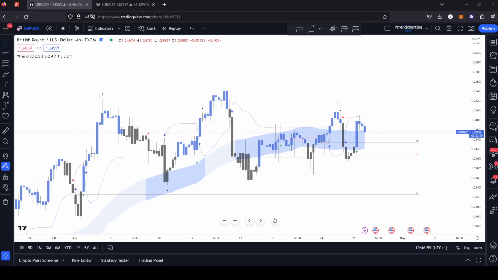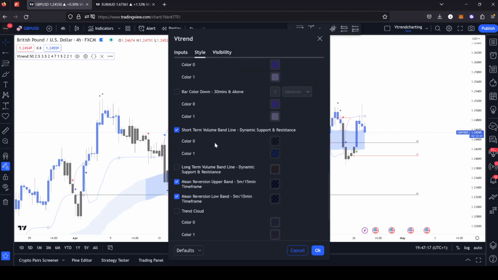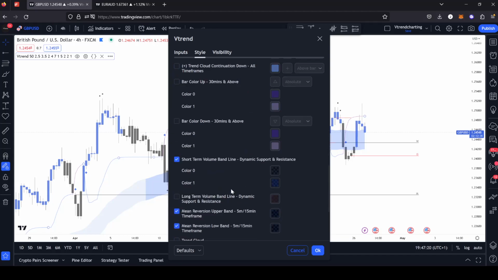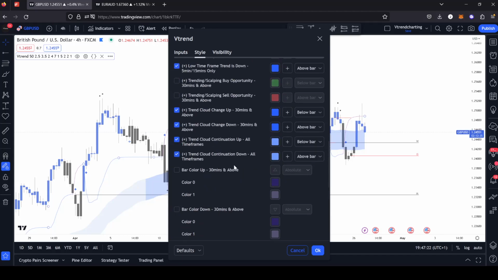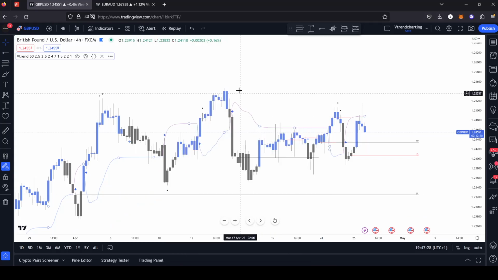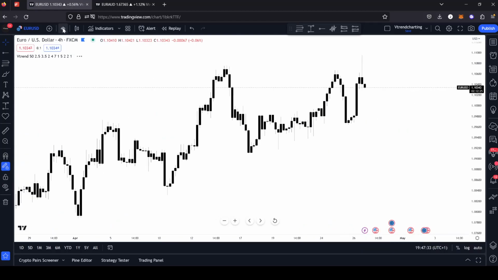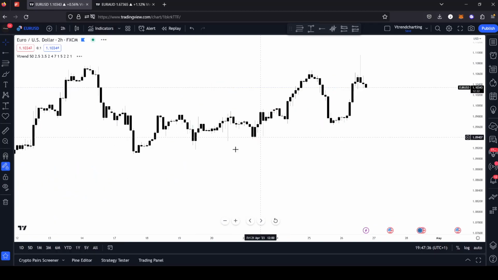So the next strategy is trend cloud signals, the change only, and just the lower line. So let's take off the signals there, put the continuations on, take that off. Let's change it to a different pair as well. Let's go to 2 hour.